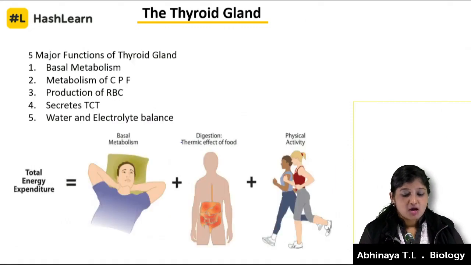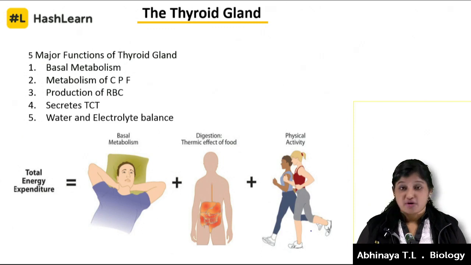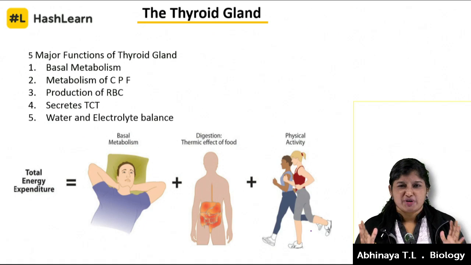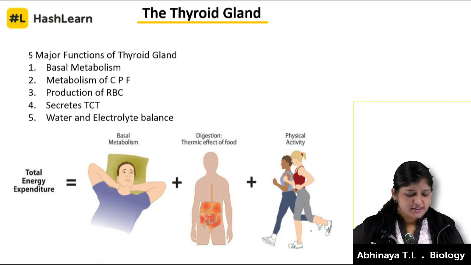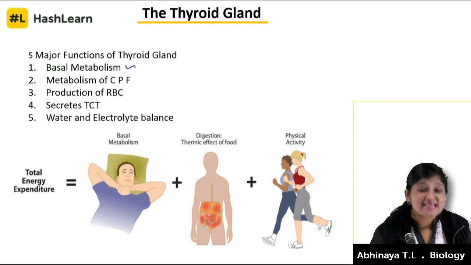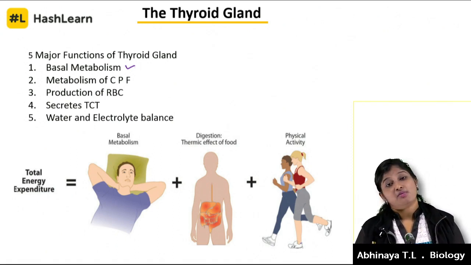Okay, there are 5 prime functions of our thyroid gland in our body. It is the thyroid gland that keeps us physically proper, in proper shape and proper weight. I'll tell you how. There are 5 major functions. The first is basal metabolism. Ma'am, what do you mean by basal metabolism?